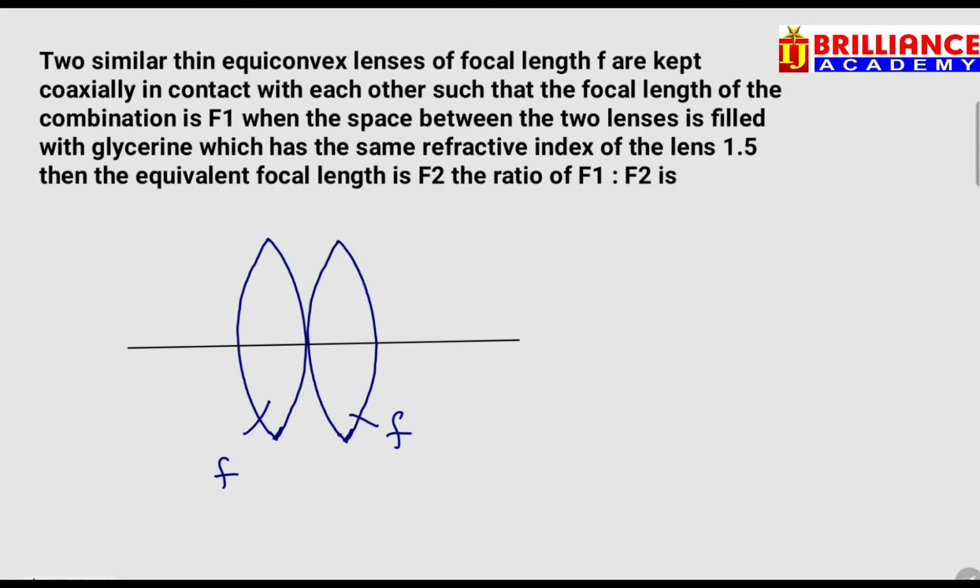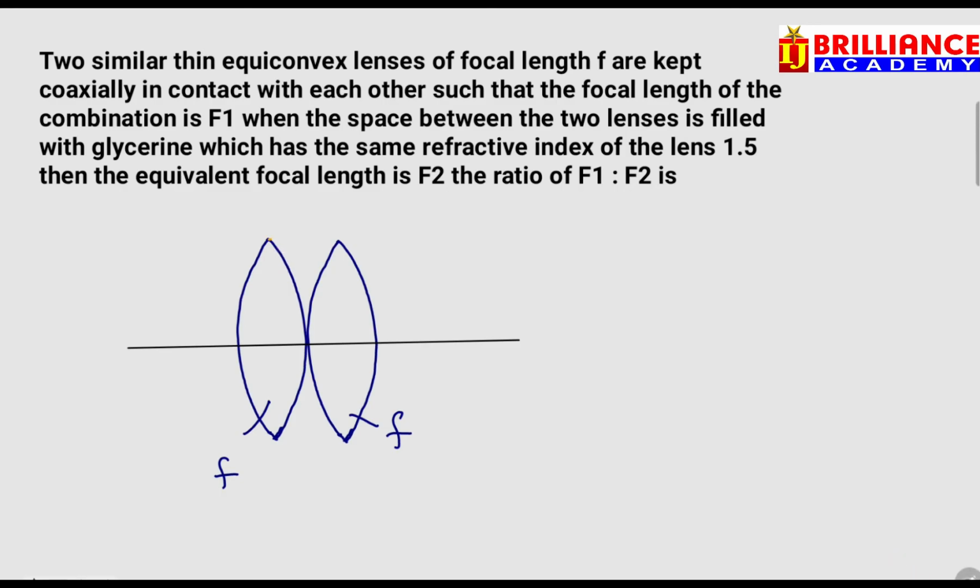Now the second case is when the space between the two lenses is filled with glycerine. So this space in between, they are going to fill it with glycerine, that is also having the same refractive index 1.5, and this time the equivalent focal length is F2, and they are asking the ratio of F1 and F2.